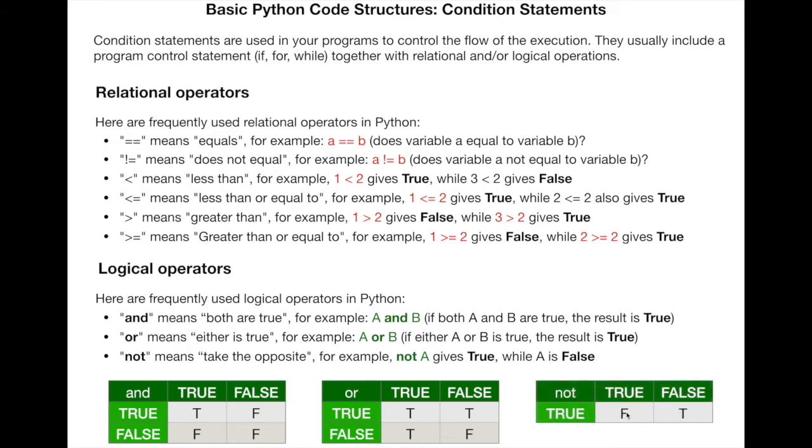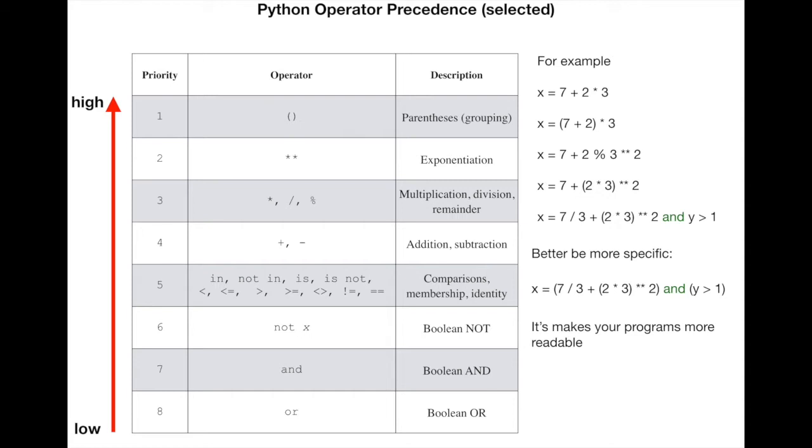And not is just take the opposite. So not true is false, and not false is true. It's quite strange. So we have learned quite a few operations in Python, and you may ask what are the orders of operations, like we have in mathematics. So here is a list of priorities of selected operators that we've seen in the lectures.